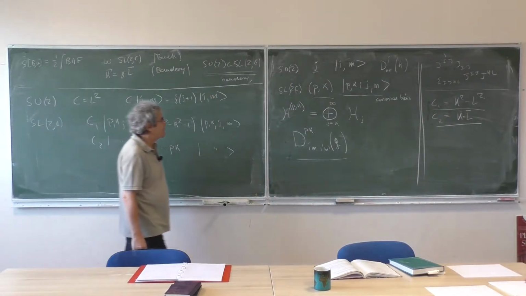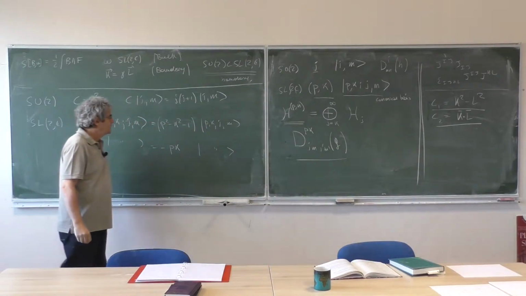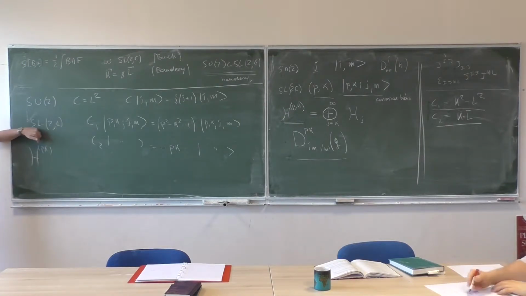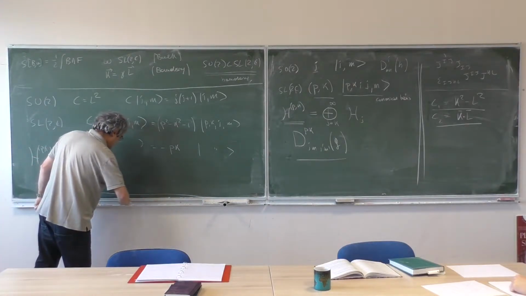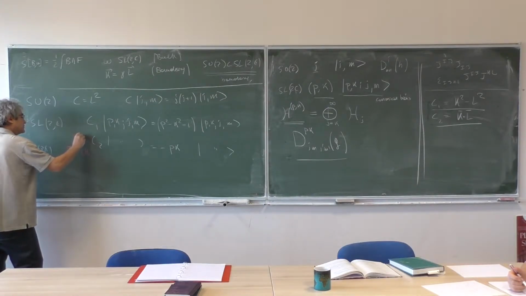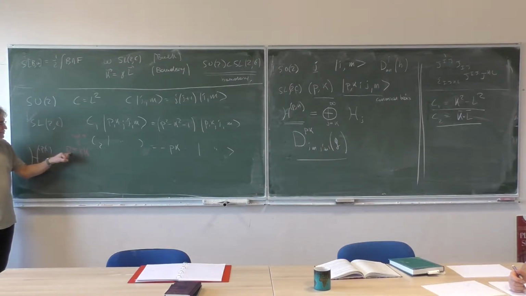Take one of these spaces H^{PK}, and choose a subset of representations with a particular relation between P and K. Okay, choose only those representations where P equals gamma K, where gamma is a real number. You pick a real number gamma, and you only select representations where P is gamma K.